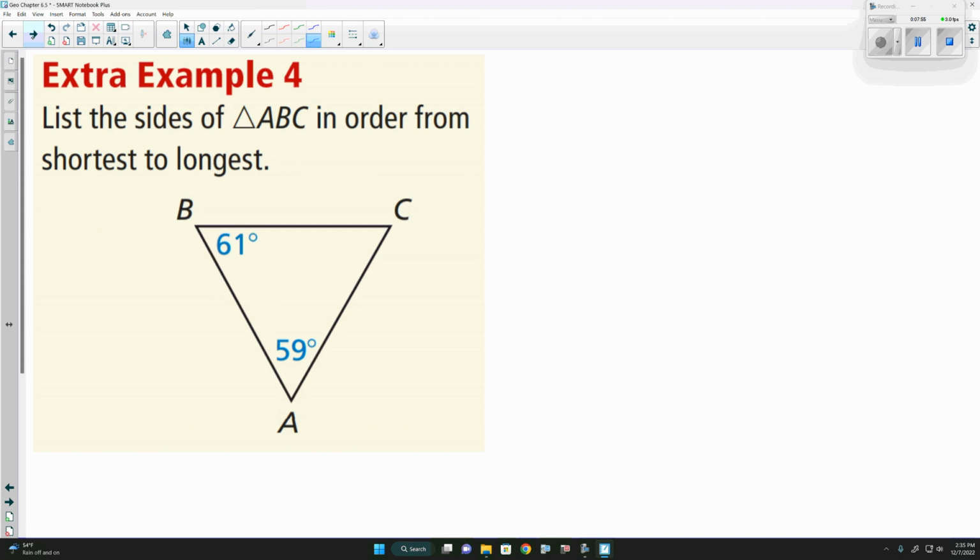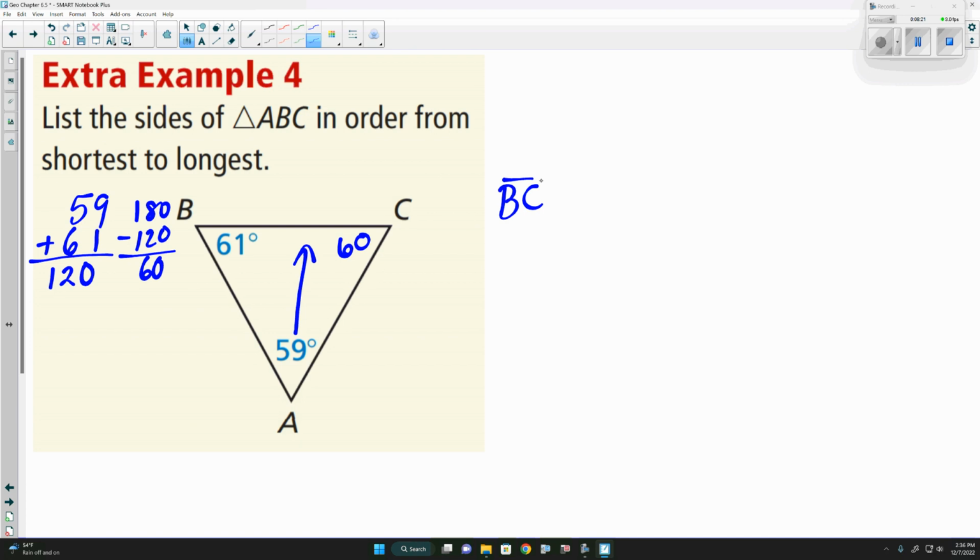So, looking at the next one here, we do need to find the measure of angle C, so we can add these two together. So we can say 59 plus 61 is 120. 120 from 180 is indeed 60. So the smallest angle is 59, angle A, so that makes this BC the smallest side.